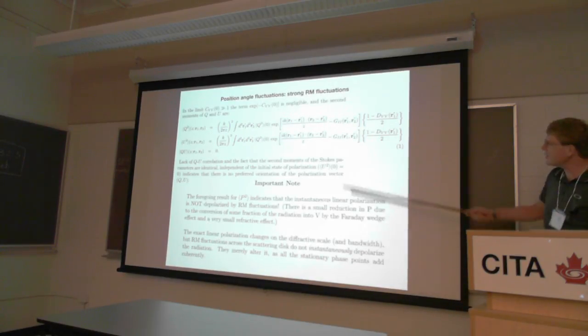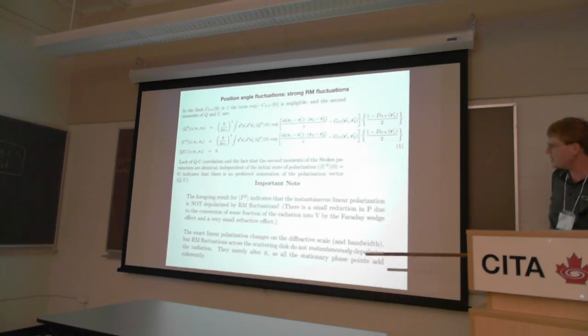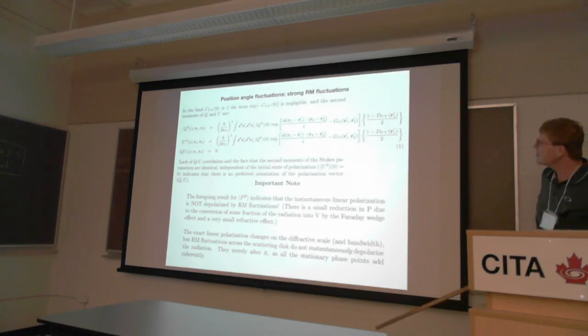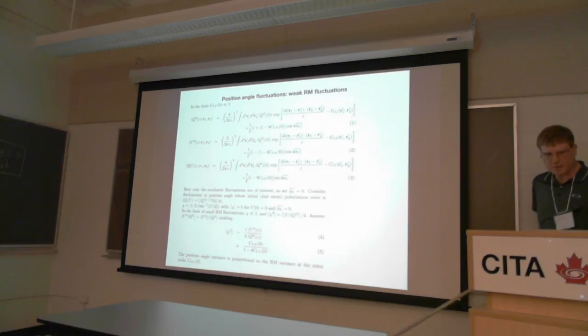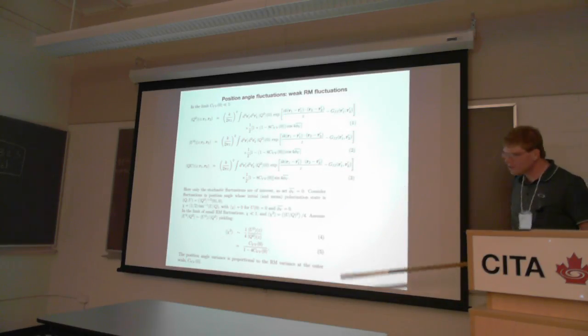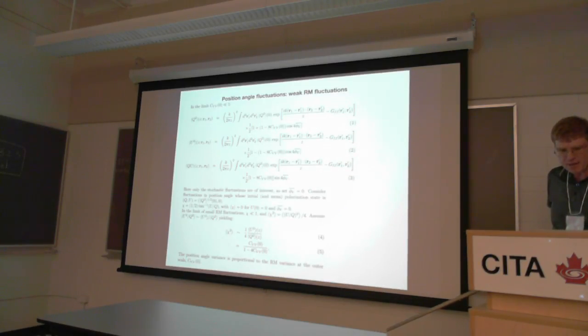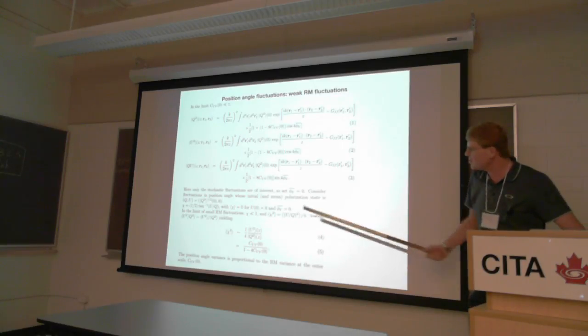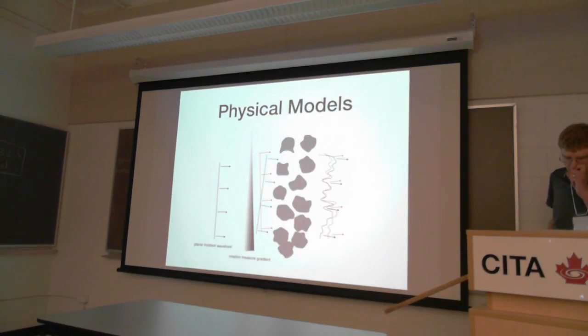And then you can look at the rotation measure fluctuations, their effect on Q squared and U squared. And the only point I want to make out here is that P squared average doesn't get depolarized by RM fluctuations. So if you're able to resolve this within the diffractive timescale and bandwidth, you can still see the full polarization. This is the solution for weak fluctuations in the RM. I won't go into it, but you can derive what the variations in the position angle are.